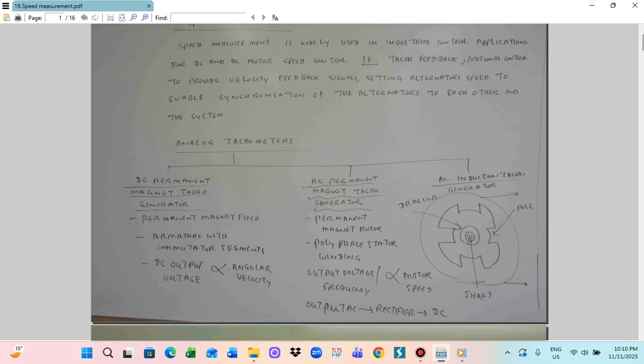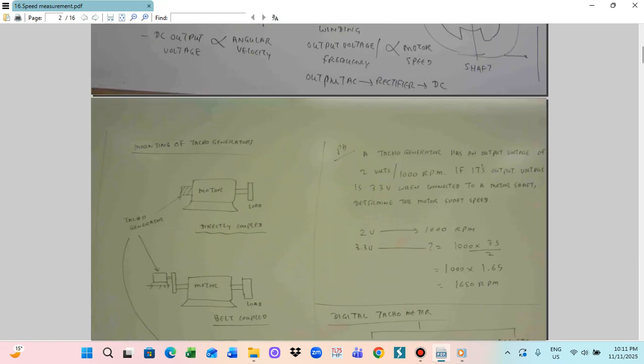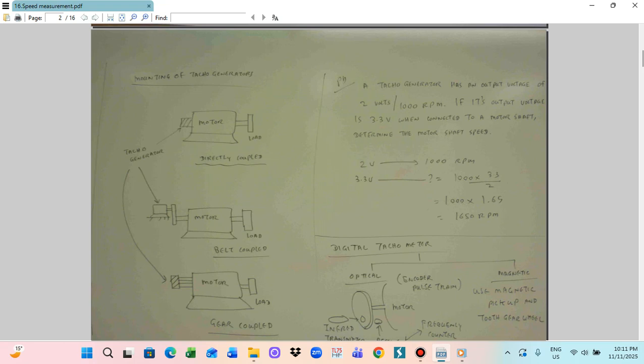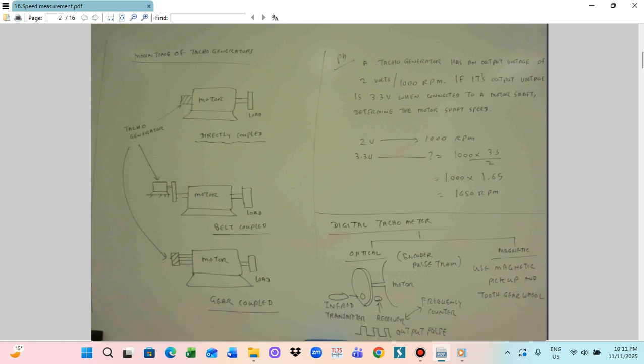Besides the AC permanent magnet type, another kind of AC tachometer we use is the AC induction tachogenerator. This is for the AC.